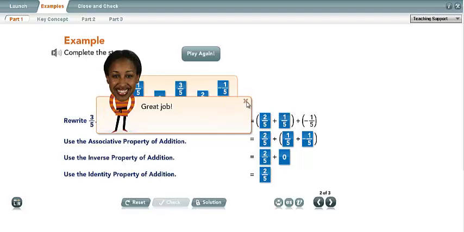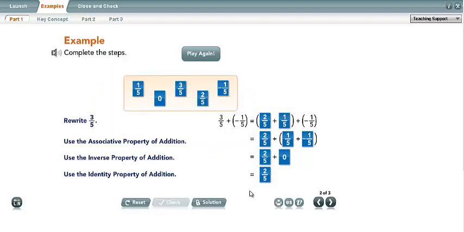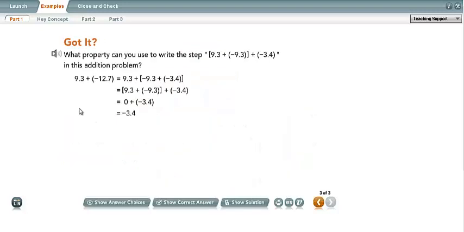Yay, we did it. Okay, so ladies and gentlemen, I guess I misspoke when I said this was the got it. The got it is coming up next. So now you'll want to use your book. What property can you use to write the step, the quantity 9 3/10 plus negative 9 3/10 plus negative 3 4/10, in this addition problem?